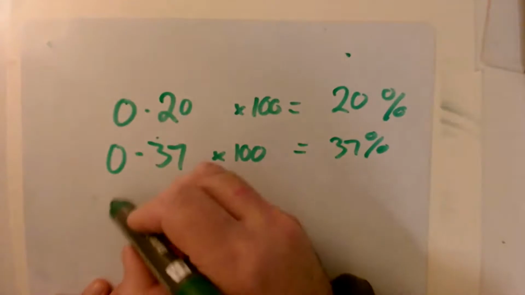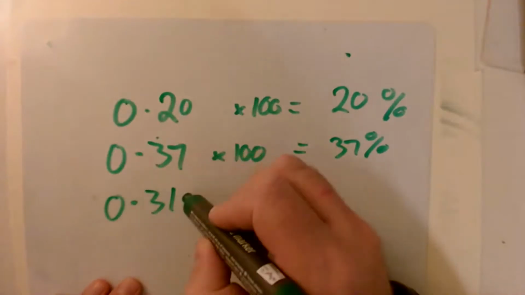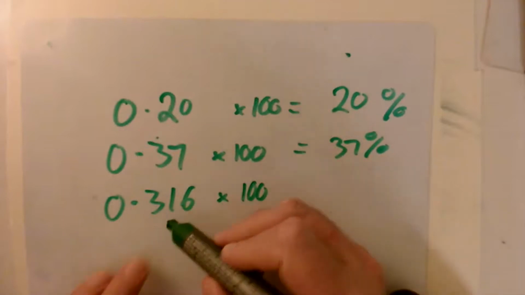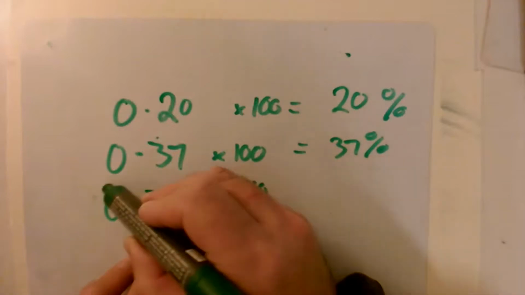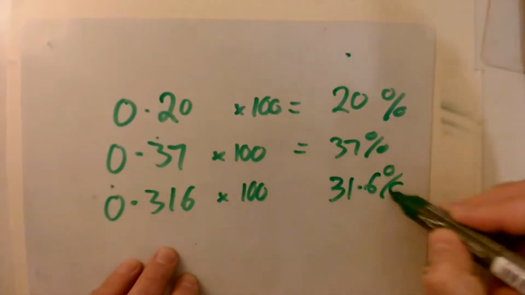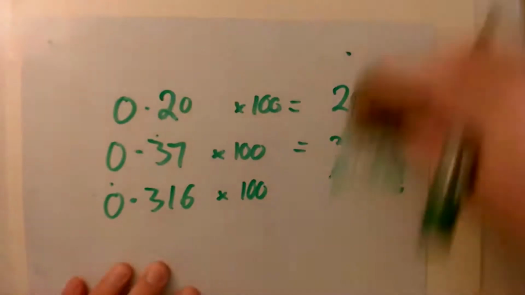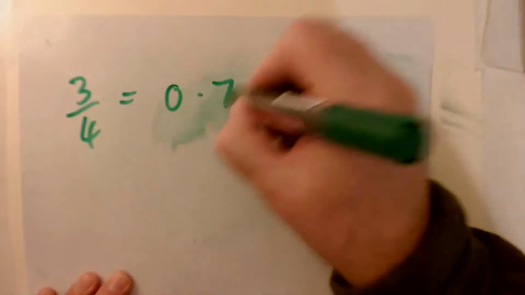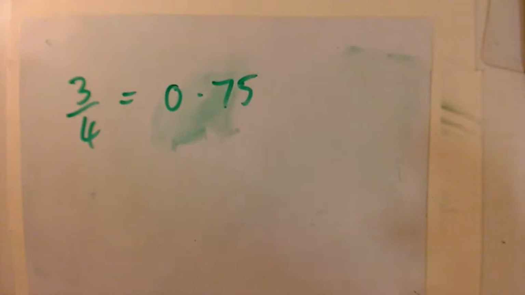So just remember, and you might have 0.316, the same rule applies. You times it by 100, so the 1 goes this side and the 6 is that side, giving 31.6%. Just a reminder on that, okay? Right, so 3/4 equals, sorry, no, as a decimal 0.75. We can remember that one.